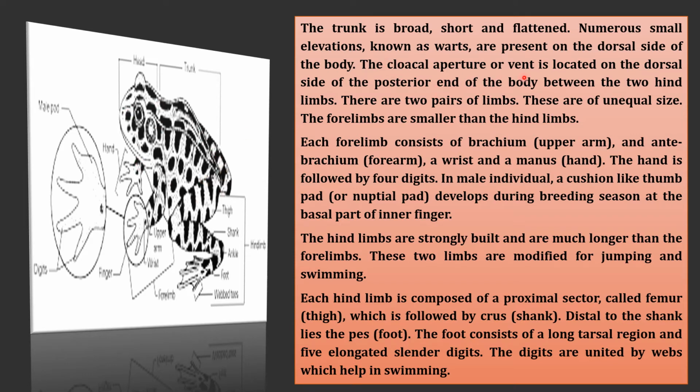The cloacal aperture or vent is located on the dorsal side of the posterior end of the body between the two hind limbs.